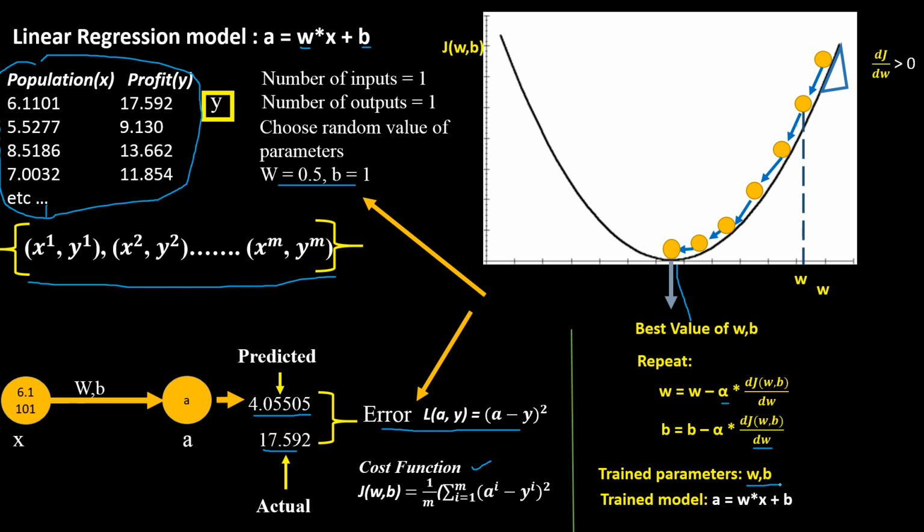So when we reach here, we get the best value of W and B, and then we say that our W and B are trained, and we finally say that our model A equals W into X plus B is a trained regression model. And now given any value of X, we know the best value of W and B, we can compute the output value. Okay, so this one picture summarizes the linear regression algorithm.